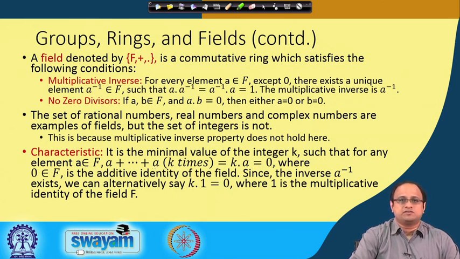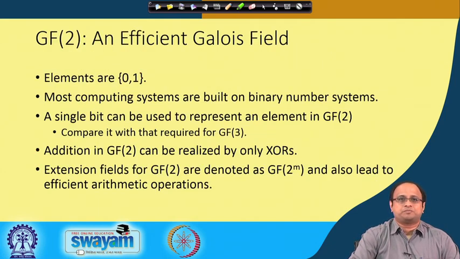Now, if it is a field and A is a non-zero element, A inverse also exists, and therefore you can synonymously say that it is the minimum number of times I add 1 to get 0. That means k into 1 is equal to 0, where 1 is of course the multiplicative identity of the field F. We have seen several examples of characteristic P fields, and characteristic 2 fields. As we have discussed previously, characteristic 2 fields are efficient because they give rise to compact and efficient architectures.